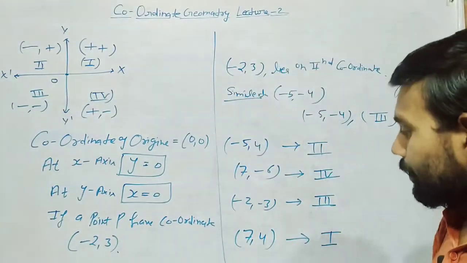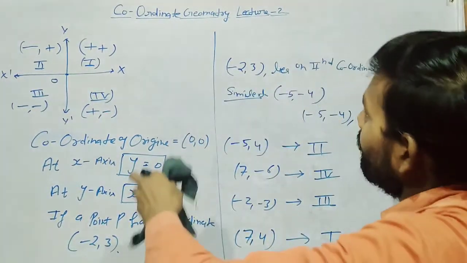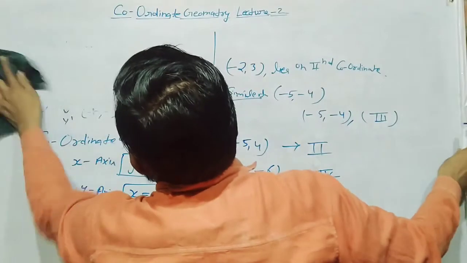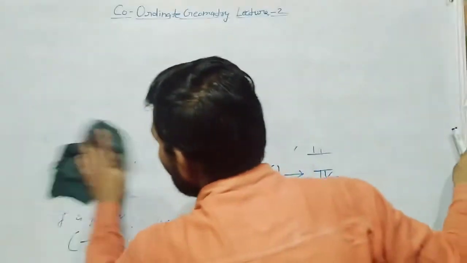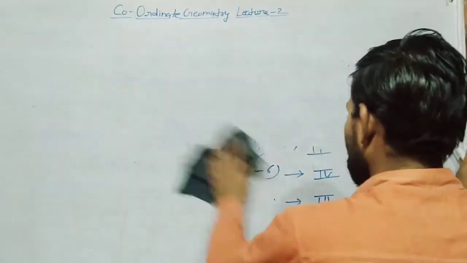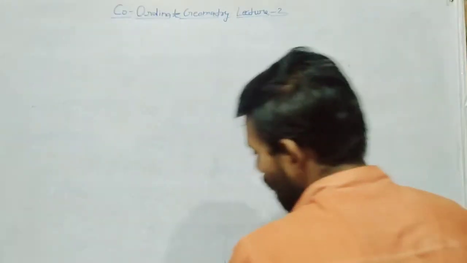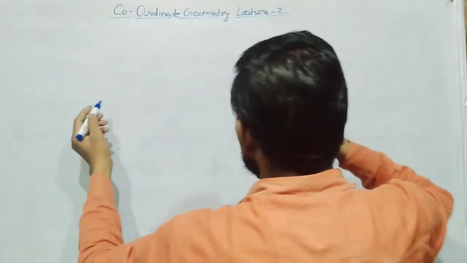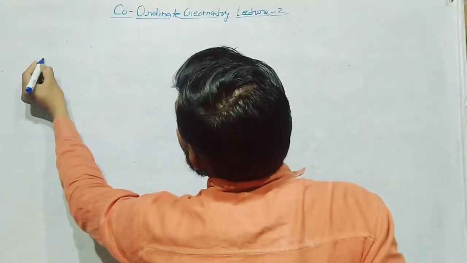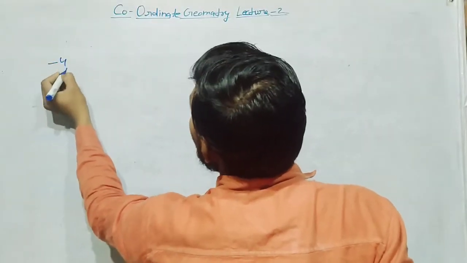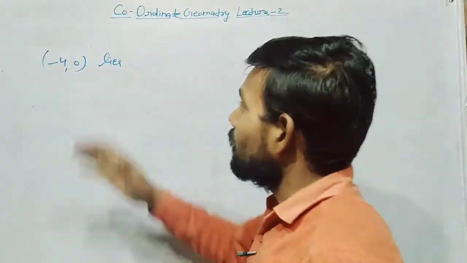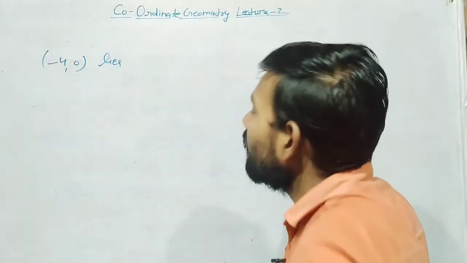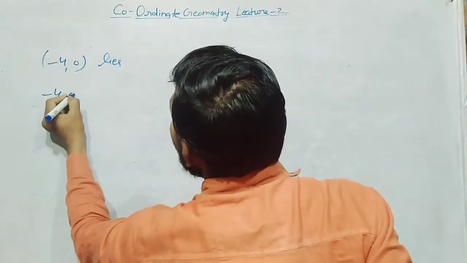So next, if a question is asked: in which quadrant does -4, 0 lie? In which quadrant does -4, 0 lie? So here is a problem. What is the problem? -4, 0.